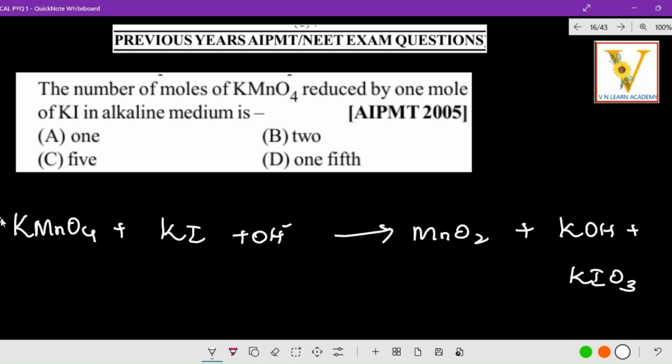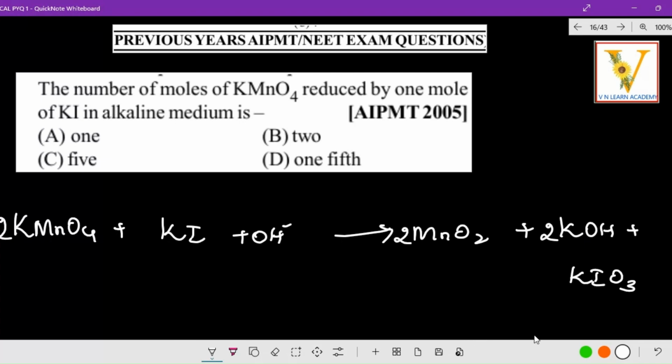So here let me put 2. When we put 2, 2 plus 1, 3 potassium is available, and manganese 2, oxygen 8 is available. Why? Because manganese. How many oxygens are here at present? Here 4 oxygen, and in this potassium, 3 potassium is there. So 2 plus 1, 3. Then how many oxygens are available here? 8 plus 1, 9 oxygens. So 4 plus 2, 6 plus 3, 9. Iodine 1. Yes, the equation is balanced.